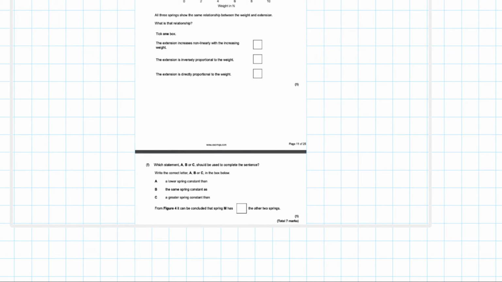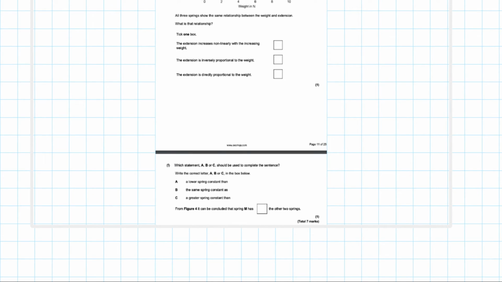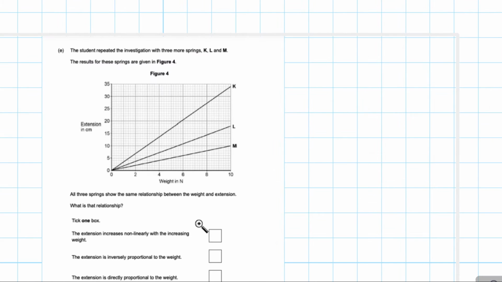And for part F, which statement A, B or C is used? So we're looking at spring M and we're comparing the spring constant to the other springs. So here we have F equals Kx. So here we can get K is equal to F over X. Now here we could look at the gradient, because if we think about the gradient of a straight line, M, it's change in Y over change in X. The Y part here is the extension, and the X part here is the force.